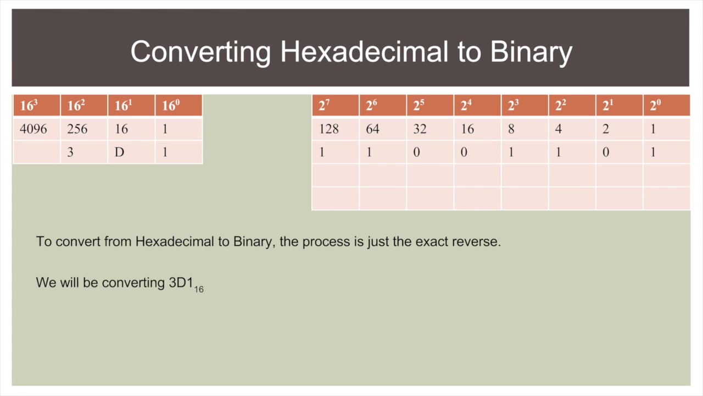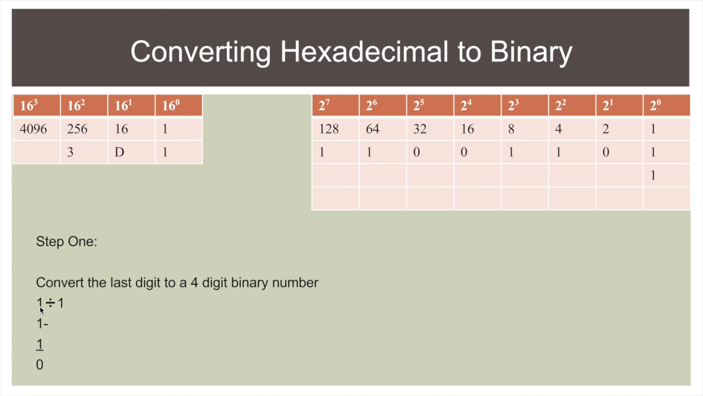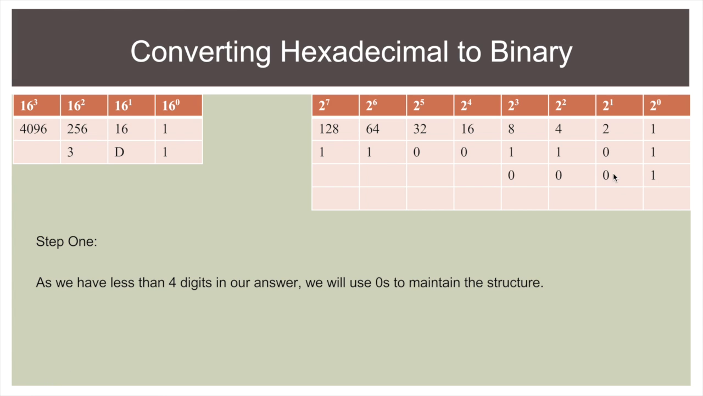Okay, so to convert from hexadecimal to binary, the process is the exact reverse. We're converting 3D1. First thing we need to do is convert the 1. Okay, so 1 divides into 1 once with no remainder. We write 1 there. To make the other digits up, we add zeros. So now we have 4 digits that represent this number 1.